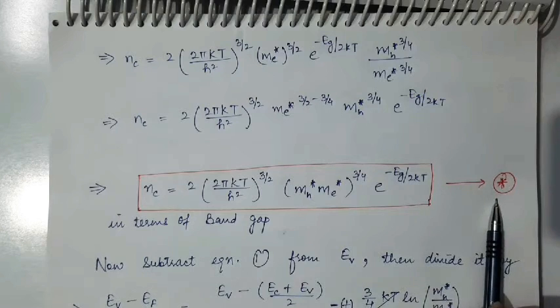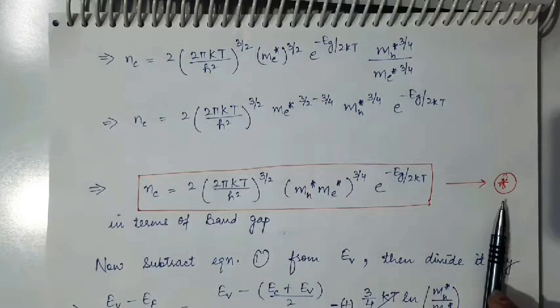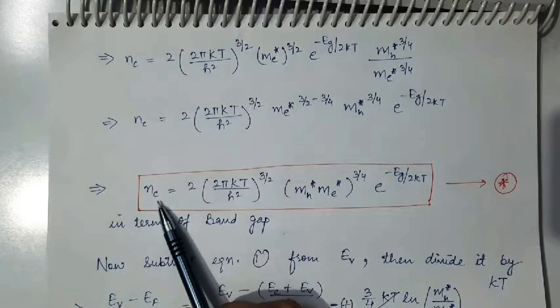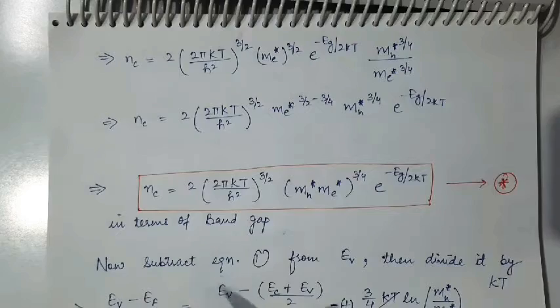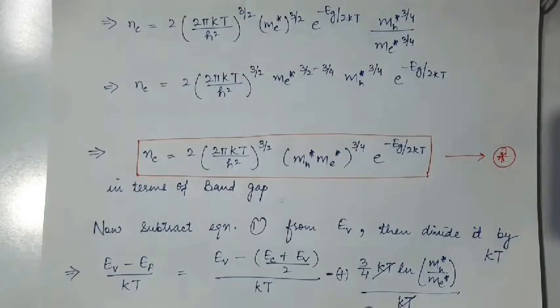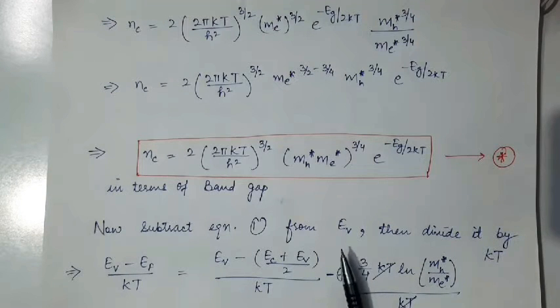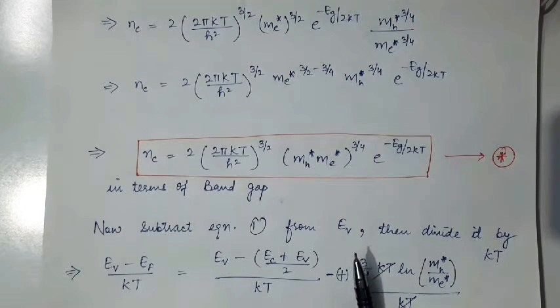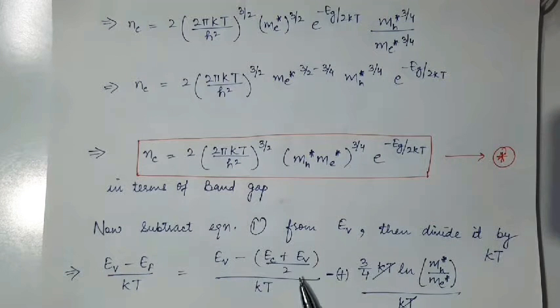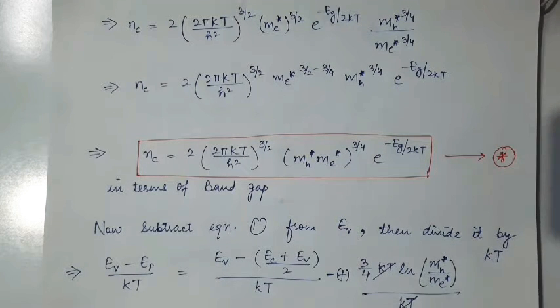Suppose this equation as star. Now we have to derive the similar type of equation for NH, and for NH we need the value of Ev minus Ef by kT. So what we will do now, from Ev we will subtract the equation of Fermi energy, that is equation number 1, from both sides. So we will get Ev minus Ef, and here Ev minus the right hand side of the equation of Ef. Then divide it by kT on both sides.